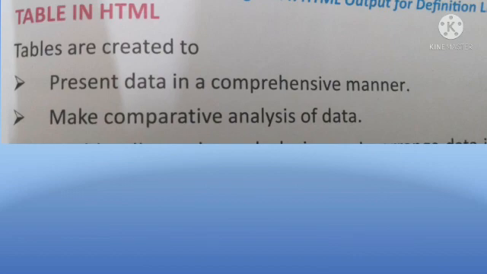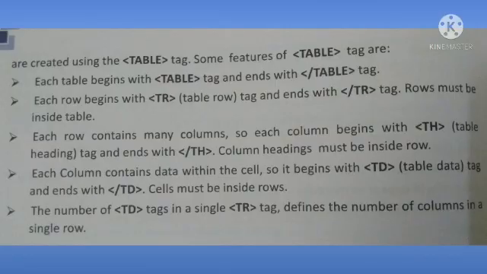A user can create an HTML table by following the same rules used in creating a web page, and they can also use any elements of HTML tags. It is a container tag, which means it has an opening as well as a closing tag. Tables are created by using the table tag, and some of its features are: first one, each table begins with an opening table tag and ends with a closing table tag.